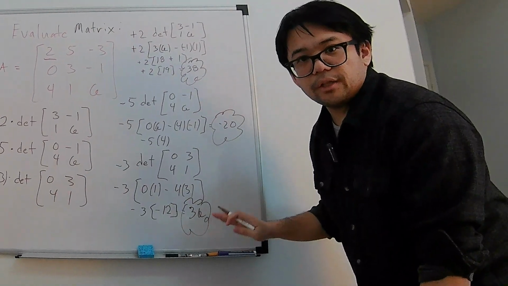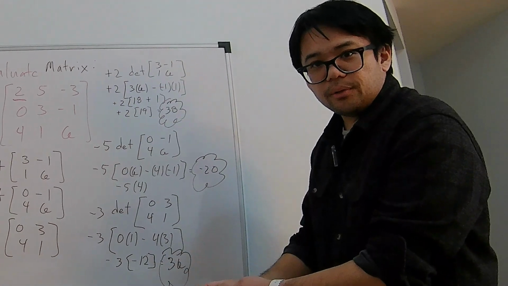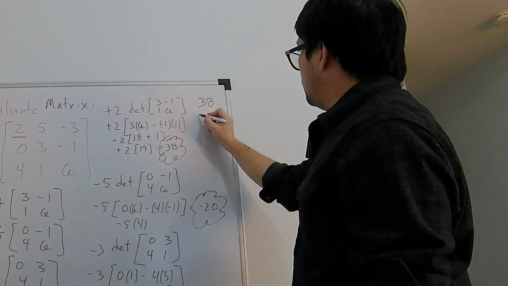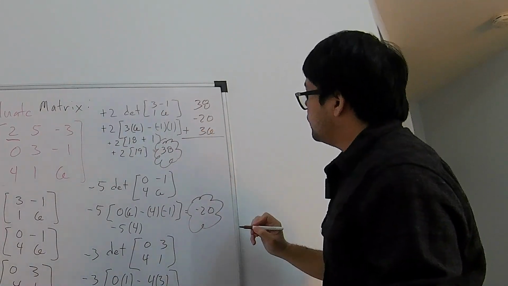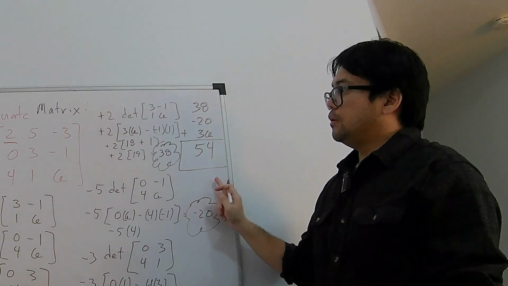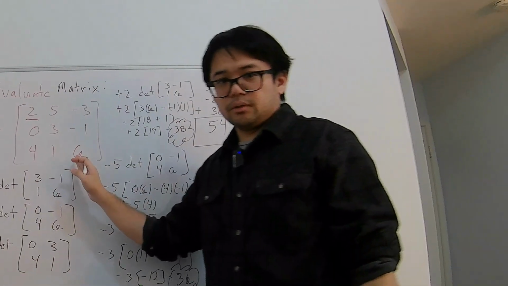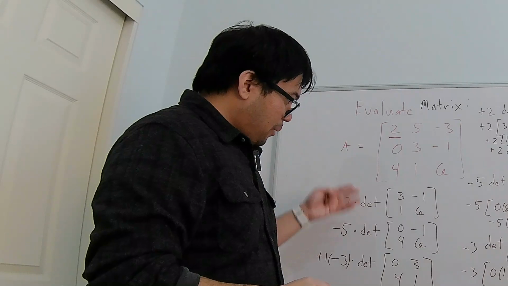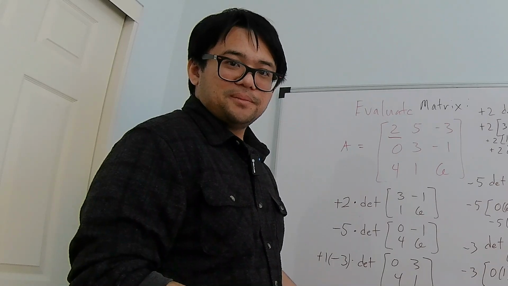All right, so we got 36, negative 20, and 38. Now we're going to add those all up together. I'm going to put it right here. 38, negative 20, and 36. Add those all up together, and we get 54. That's your final answer. 54 is the determinant of this 3 by 3 matrix right here. So as you can see, it's pretty computationally extensive. It's a lot of work. Basically, that's what I want to say.